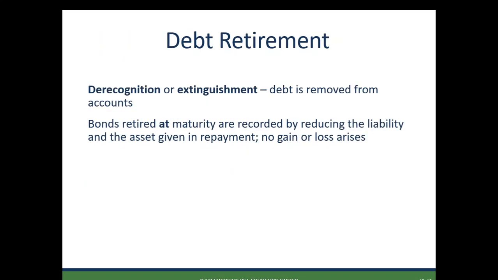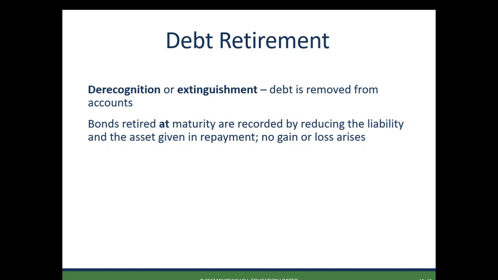So the last thing that we're going to talk about is looking at debt retirement. When debt is recorded in the accounts, it is recognized. When it's removed from the accounts, it is derecognized or extinguished. The majority of financial liabilities are derecognized because the company pays the amount of the liability to the creditor or the bondholder at maturity. But sometimes debt is repaid and derecognized before its maturity date, either by arrangement with the debt holder or through open market transactions.